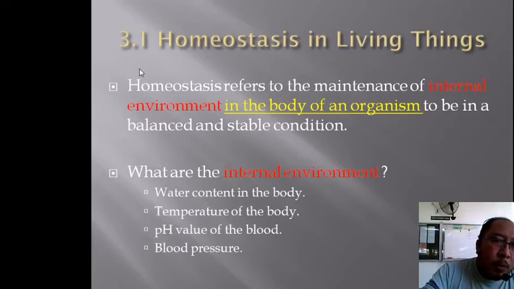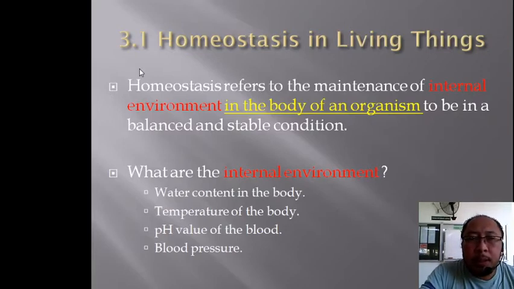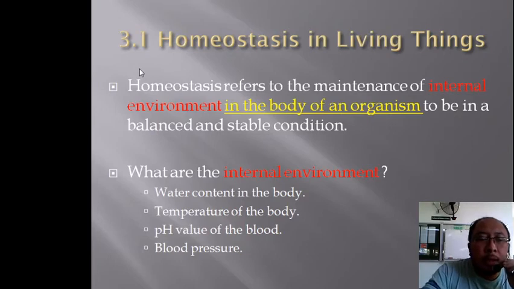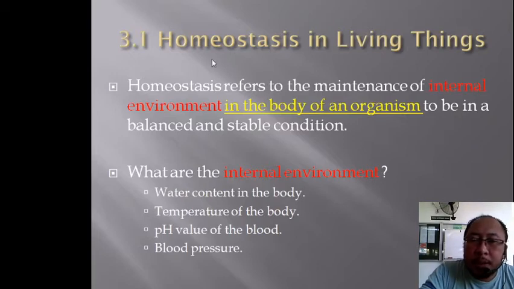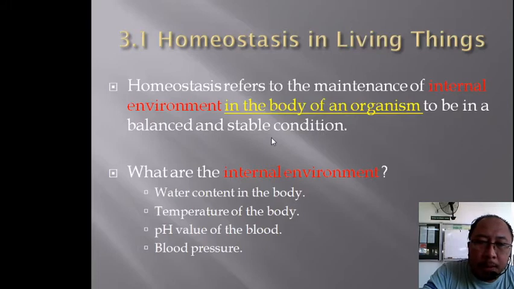Next we proceed to 3.1, and in this chapter we have only one subtopic, that is 3.1, homeostasis in living things. So now we will discuss what is the meaning of homeostasis. Homeostasis refers to the maintenance of internal environment in the body of an organism to be in a balanced and stable condition. What is the meaning of internal environment? Water content in the body, temperature of the body, pH value of the blood, pressure.